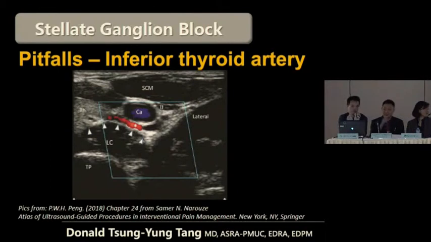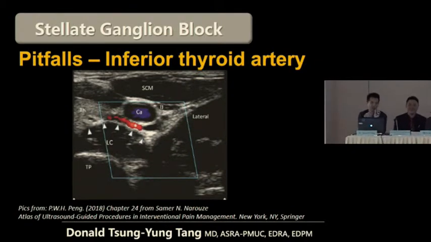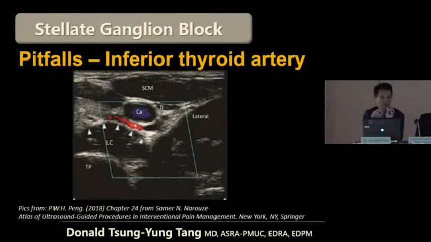The first one is the inferior thyroid artery. It's very common to see it at the C6 level. That is a branch of the thyrocervical trunk. So avoid intravascular injection, because this is the cervical area, so the systemic concentration will be much higher than other places around the body.